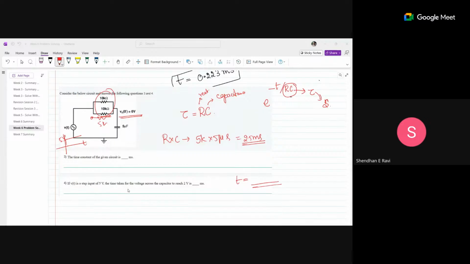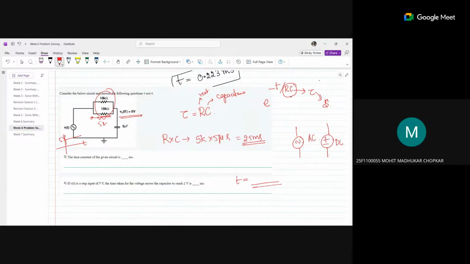Ma'am, that is the symbol for step input, V of t, that logo. This is the symbol for any AC signal. A DC signal will be represented with the plus or minus. This is a symbol for an AC signal.